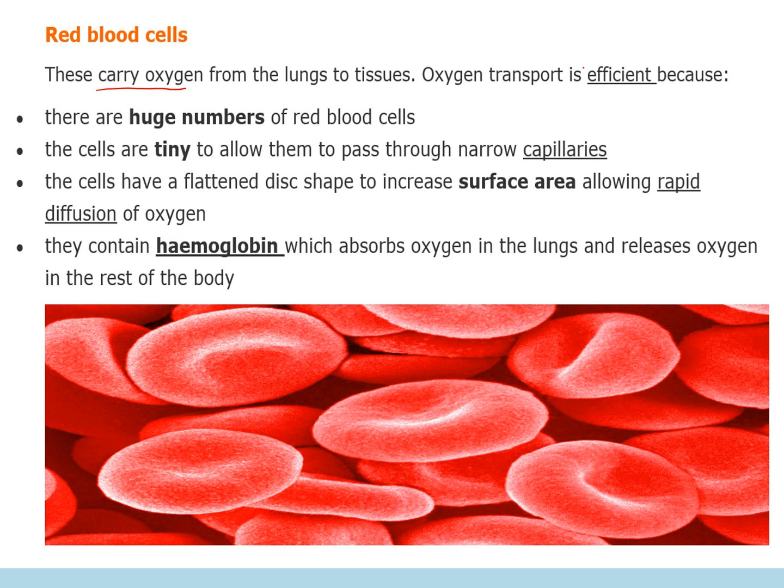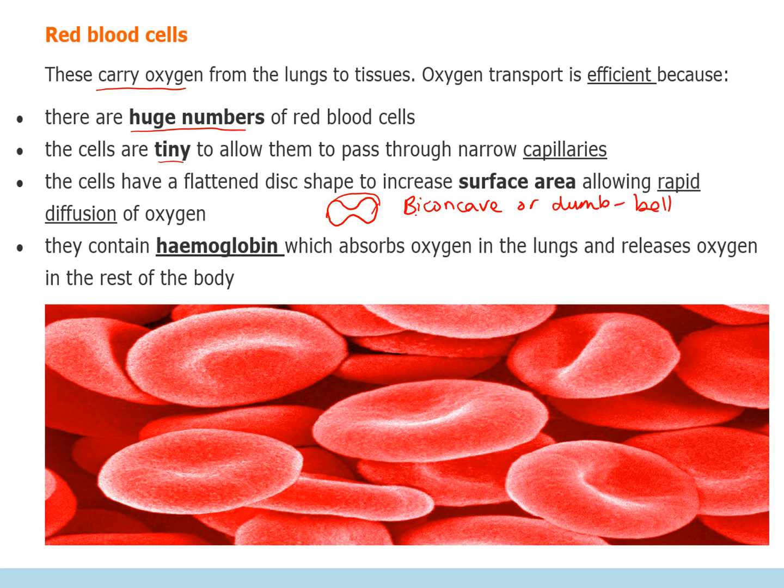And the oxygen they transport is very efficient the way it's done because there are huge numbers of them. So as we said earlier, in one drop of blood there's almost 5 million red blood cells. They're also very tiny to allow them to pass through very narrow capillaries one at a time. So a little bit like when we're walking down the corridors, one person at a time. They have a flattened disc shape. Now this disc, if we cut a red blood cell in half, it looks like this shape. And we call that shape a biconcave or dumbbell shaped.